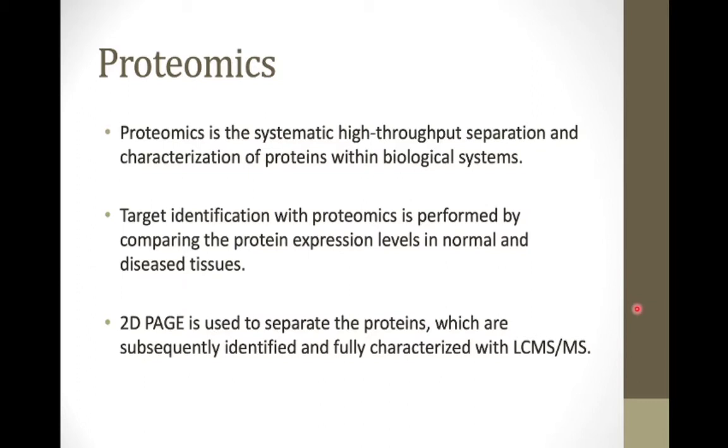So proteomics is a systematic way of high throughput separation and characterization of proteins within a biological system. And target identification with proteomics is performed by comparing the protein expression levels in normal and diseased tissues. Two-dimensional SDS-PAGE is used to separate proteins, which can then be identified and characterized by liquid chromatography mass spectrometry.